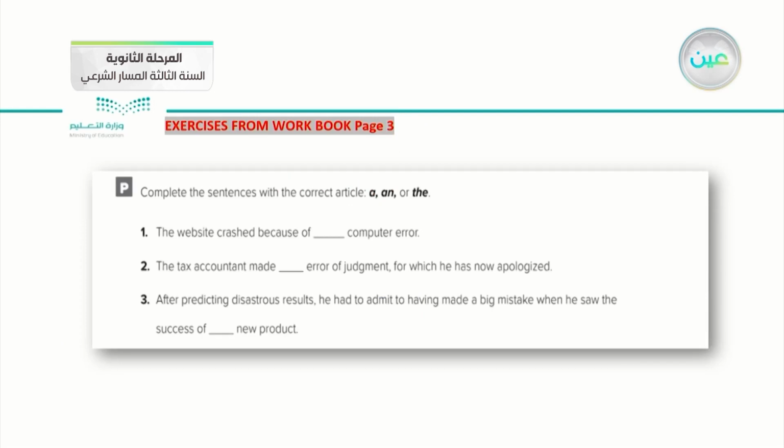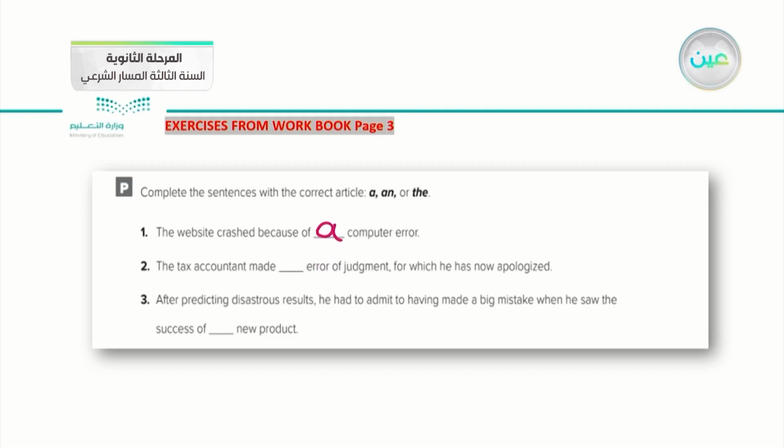Okay, now let's go. According to the form, meaning, and function grammar, apply it through that question. You have a space, and you should complete the exercises with this article, a, an, or the. Let's see number 1. The website crashed because of space computer error. What do you think? This is the first time I mentioned computer. So the suitable article with it is a.